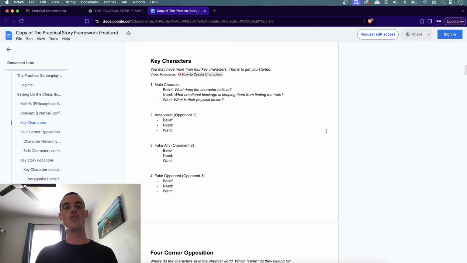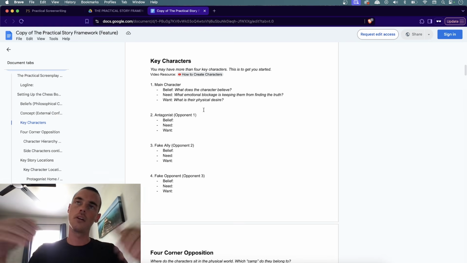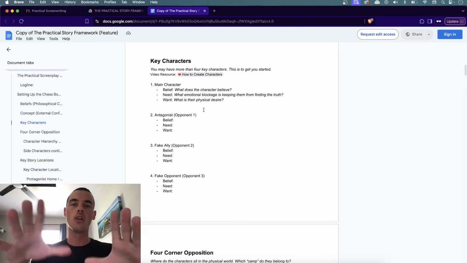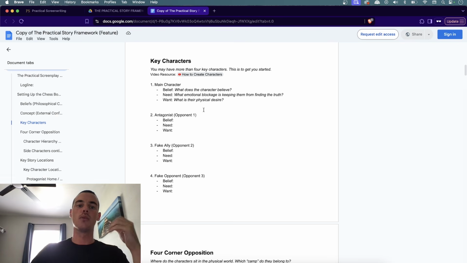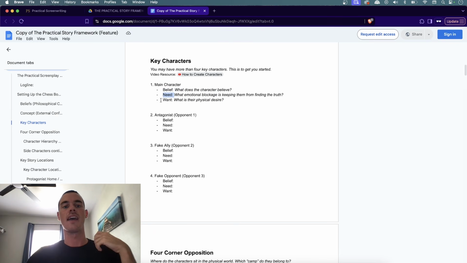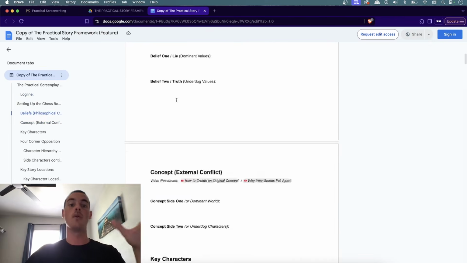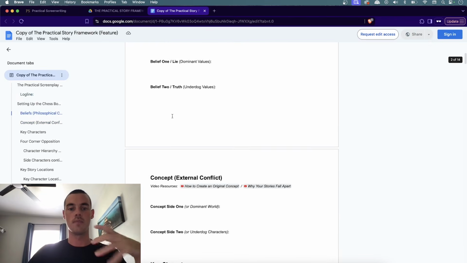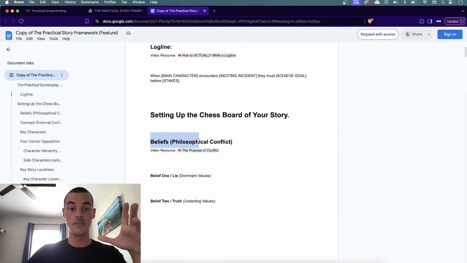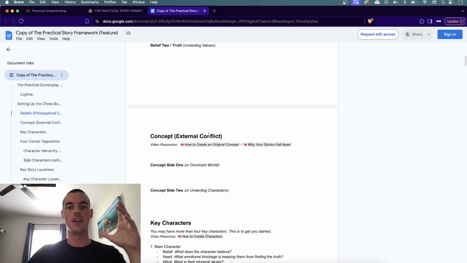From there, we go into key characters. When you're creating a character, you can think about how they look, how they sound, what they wear, all of these pieces, but really the core of a character is coming into this trinity, which is essentially the beliefs, the emotions, and the external desire. So, as you can see here, this is also a trinity. We have the beliefs, we have the external world, and then the characters.